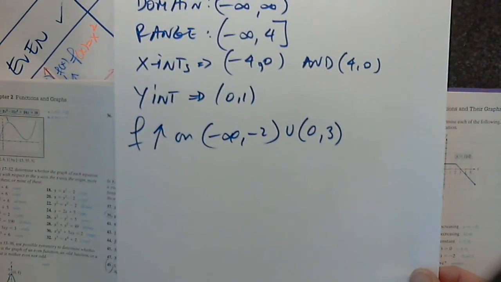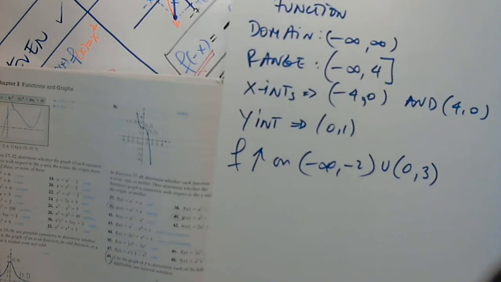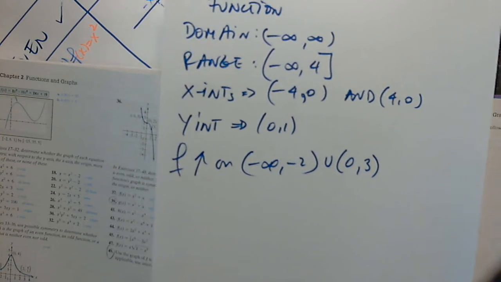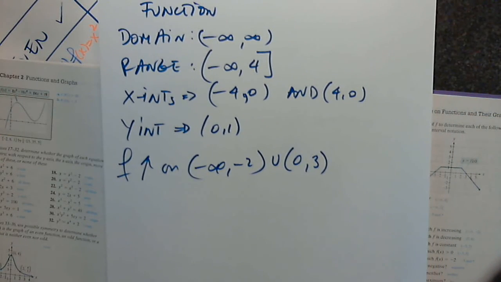That was finding out what again? Increasing. He just says, on which intervals is the function increasing? Yes. How did you write the answer? You mean -infinity, but like... Okay. f is increasing on -infinity to -2 union 0 to 3.